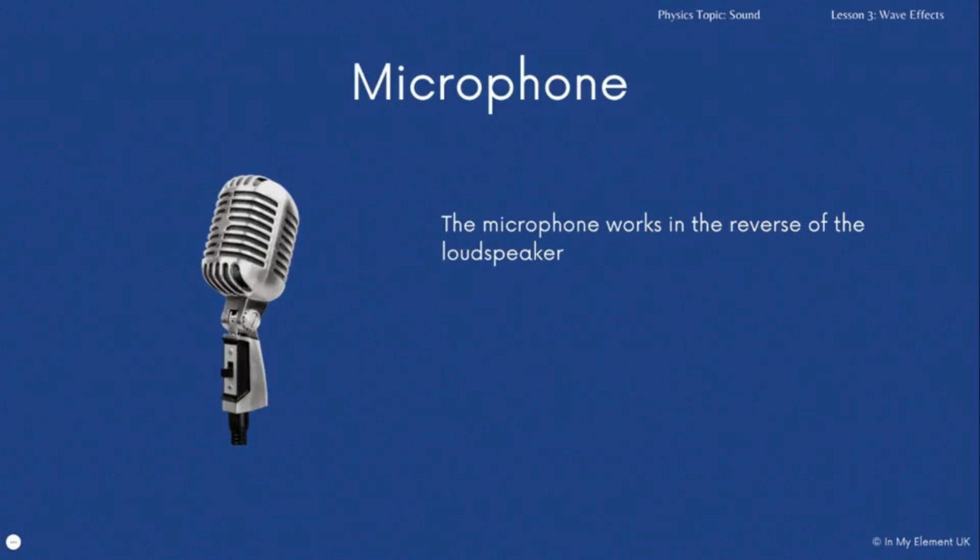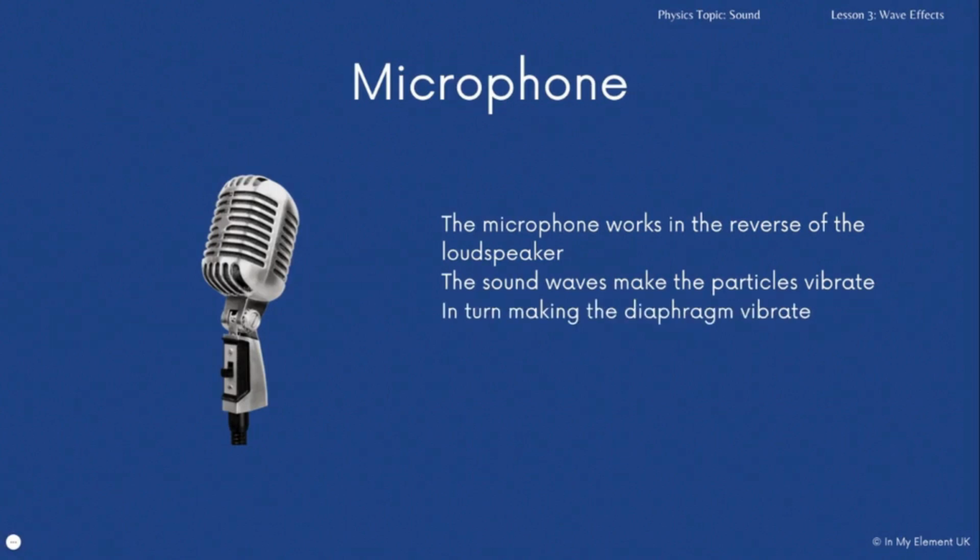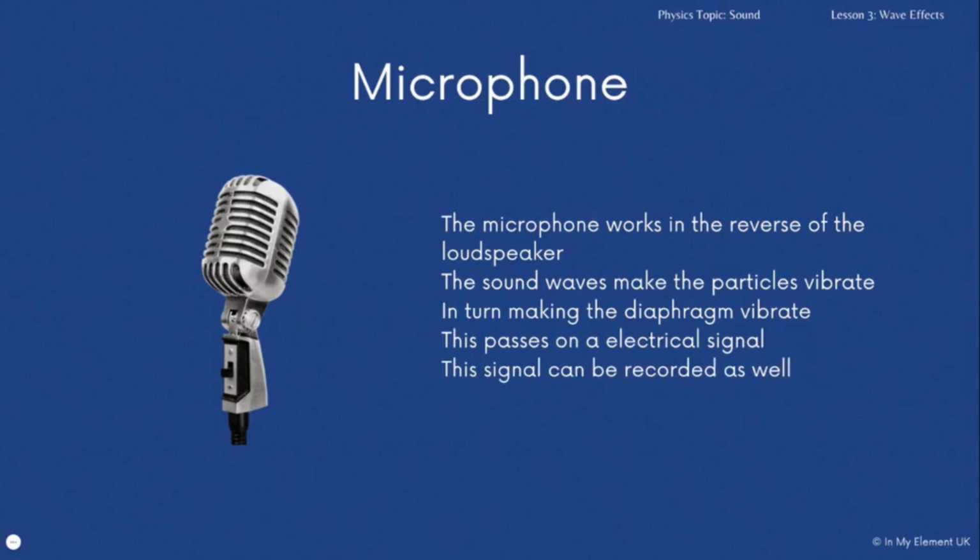Now, the microphone works in the opposite way to the loudspeaker. The sound waves going in make the particles vibrate. So there is a diaphragm there. Those particles inside are vibrating and they make the diaphragm vibrate, and that passes on the electrical signal. That electrical signal is then amplified in the sound that you hear, or it can be recorded as well. So sometimes people will talk or sing into a microphone and that then is recorded.